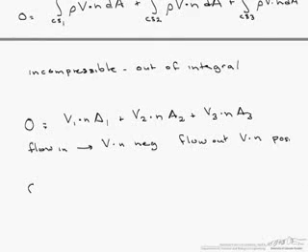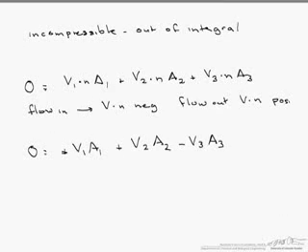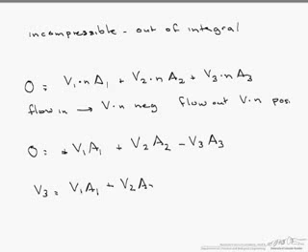Let's write this as 0 equals V1 is going out, plus V1A1. V2 is leaving the control volume, so that's plus V2A2. And finally, V3 is entering the control volume, so that's minus V3A3. So what we're looking for is that V3. So we can rewrite this as V3 equals V1A1 plus V2A2, all divided by A3.